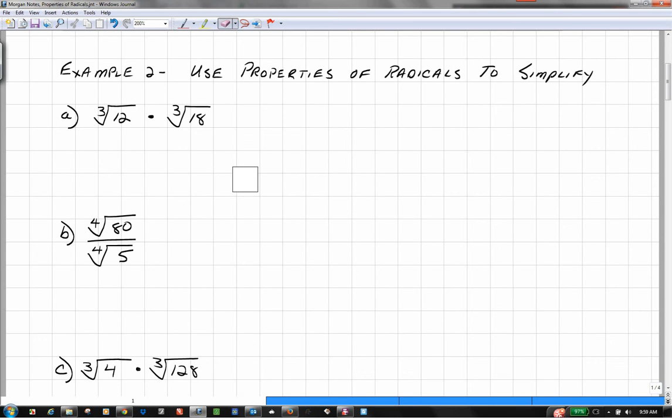So there are two ways I could work this. It depends on what way you want to do. You can combine those and take the cube root of 12 times 18 underneath one radical, which would be the cube root of 216, and that would be 6.